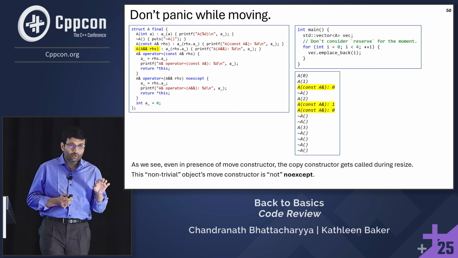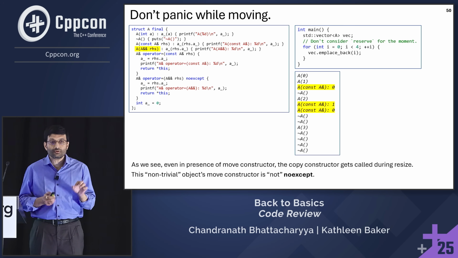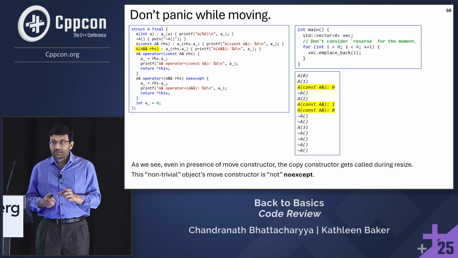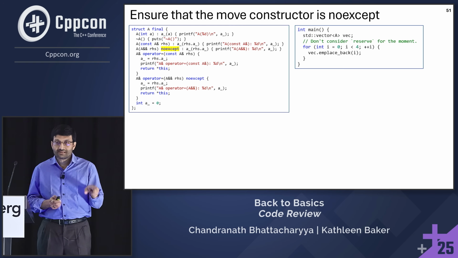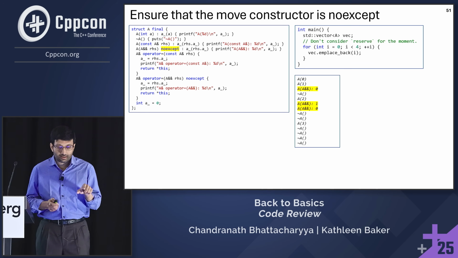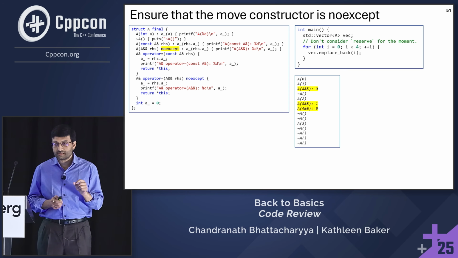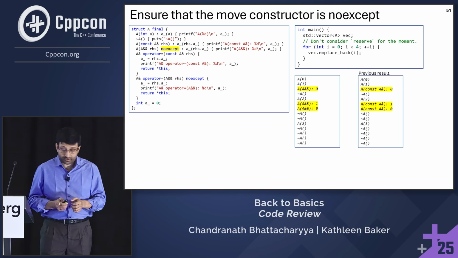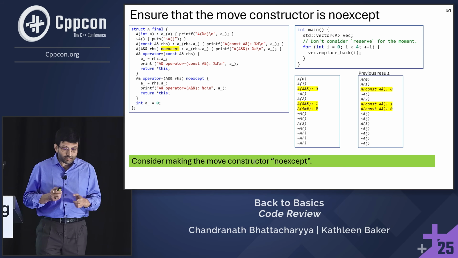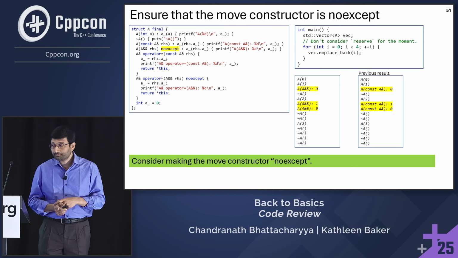The reason being this non-trivial object's move constructor is not noexcept. So if you just make a minor change over here, just add that noexcept over there, this gets the move constructions happening compared to the previous. So consider making move constructors noexcept.